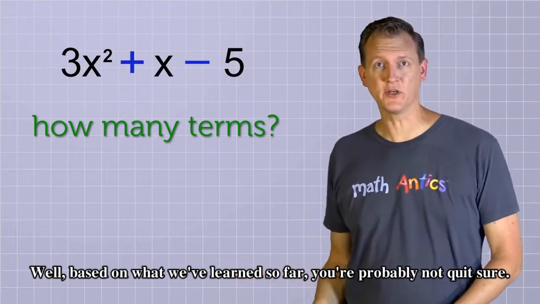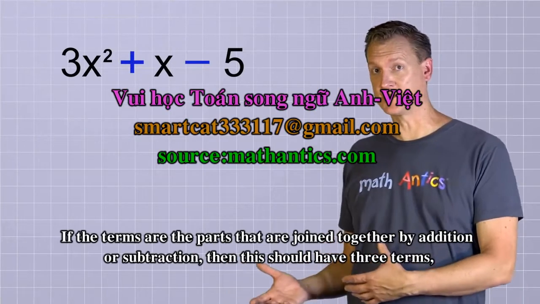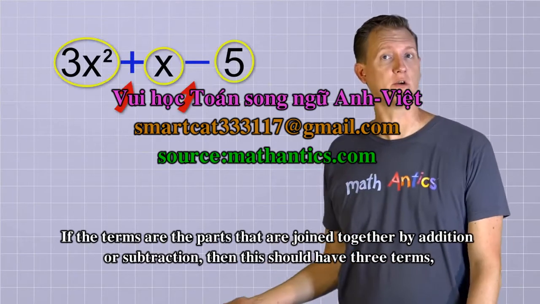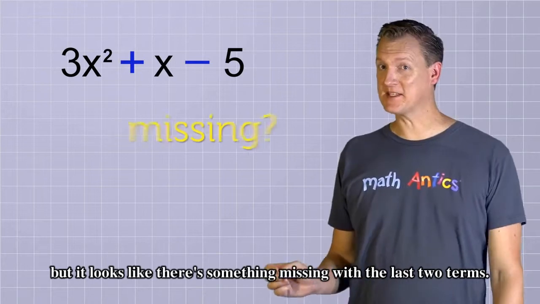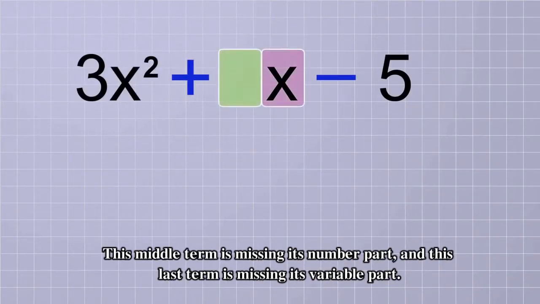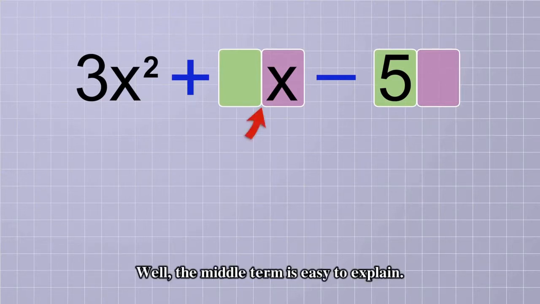Well, based on what we've learned so far, you're probably not quite sure. If the terms are the parts that are joined together by addition or subtraction, then this should have three terms. But it looks like there's something missing with the last two terms. This middle term is missing its number part, and this last term is missing its variable part. That doesn't seem to fit with our original definition of a term. What's up with that?